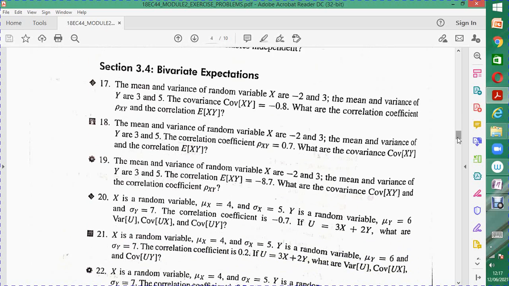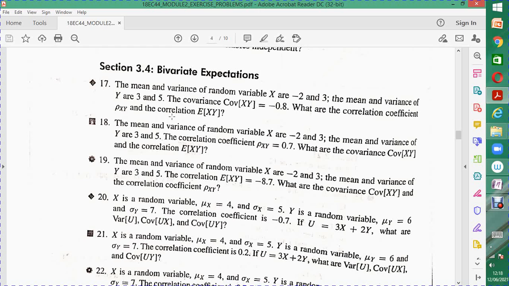And next we'll take the problems on the bivariate expectations. So first let us take the problem number 17. Here we are given the mean and variance for the random variables x and y. Mean is -2, variance is 3 for x, and similarly for y it is 3 and 5 respectively. Along with that we are also given the covariance value. Covariance of xy is equal to -0.8.